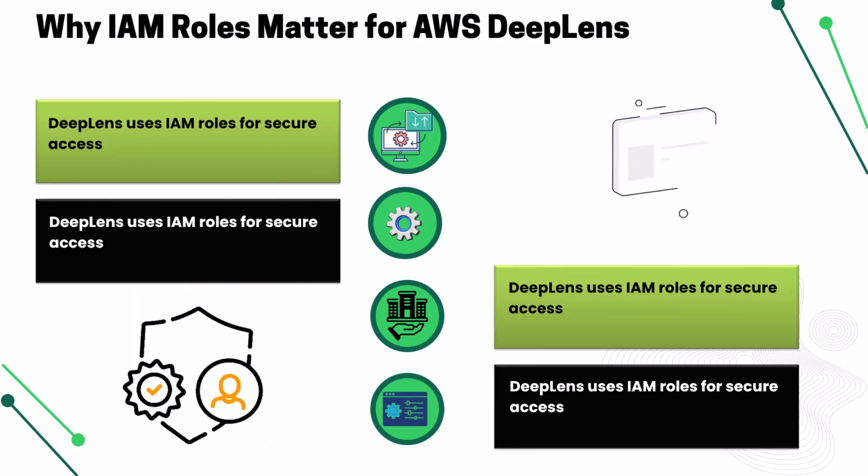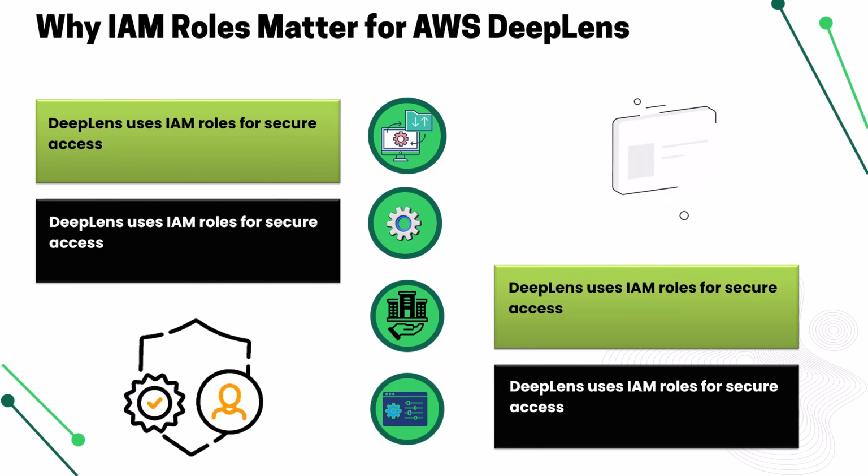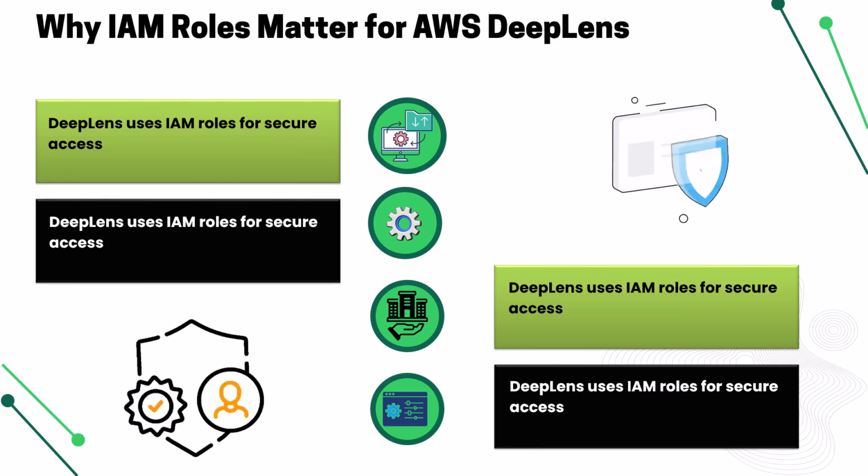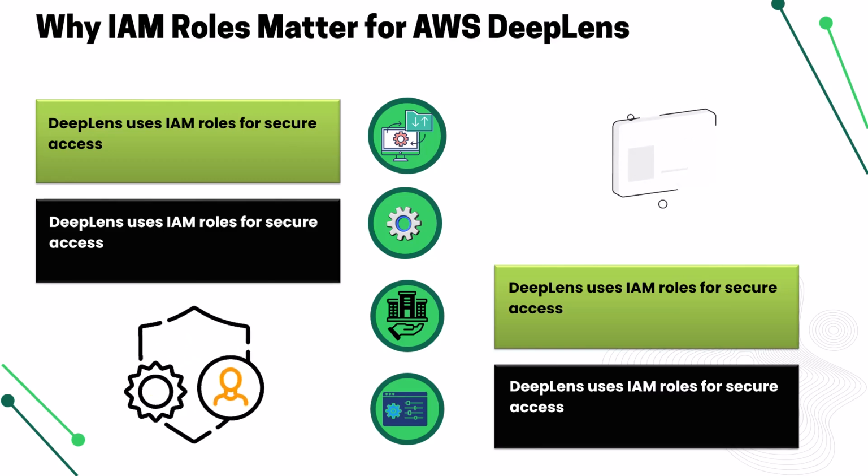Imagine IAM roles as a custom security clearance for AWS DeepLens. These roles tell DeepLens what it's allowed to do, like granting access to video streams or models. Without them, DeepLens would be like a delivery driver with no address. It wouldn't know where to go.